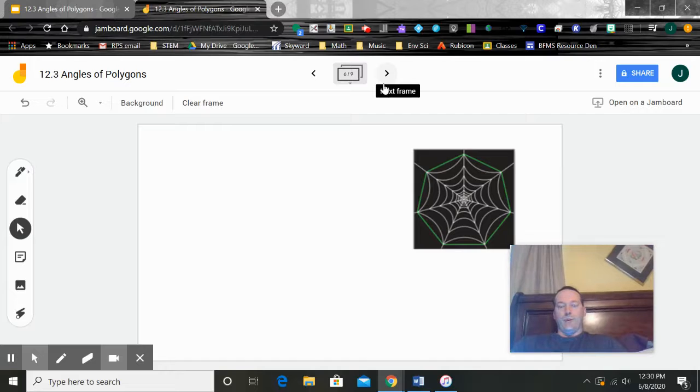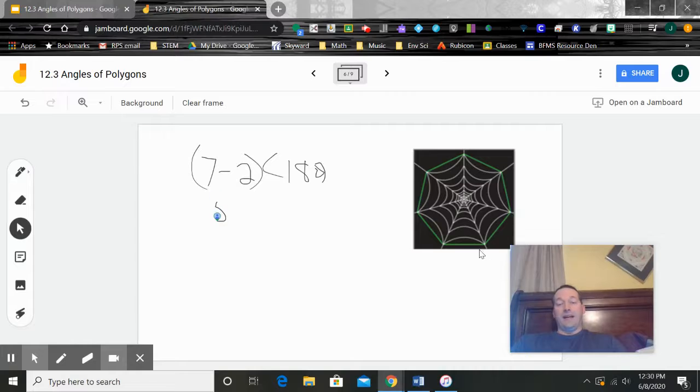What about the web here? We want to find the green object here. So 1, 2, 3, 4, 5, 6, 7. Is it 7? 1, 2, 3, 4, 5, 6, 7. Yes, so there are 7 sides. So we take away 2 from that, multiply it by 180. So 5 times 180 is 900 degrees. So if you added up all the angles of this polygon, it's actually a heptagon, it's going to come out to be 900 degrees.